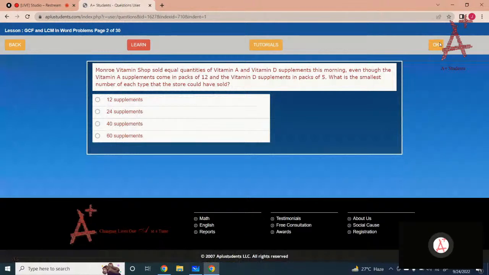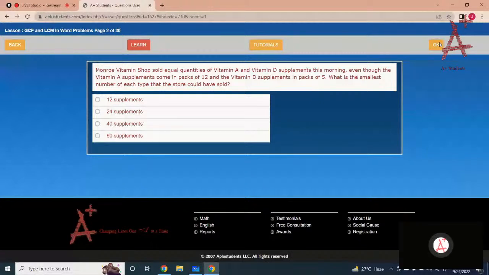Okay, the next one is Monroe Vitamin Shop sold equal quantities of vitamin A and vitamin D supplements this morning. Even though the vitamin A supplements come in packs of 12 and vitamin D supplements come in packs of 5, what is the smallest number of each type that the store could have sold? Okay, is it GCF or LCM? It is LCM because you need to find the smallest number.